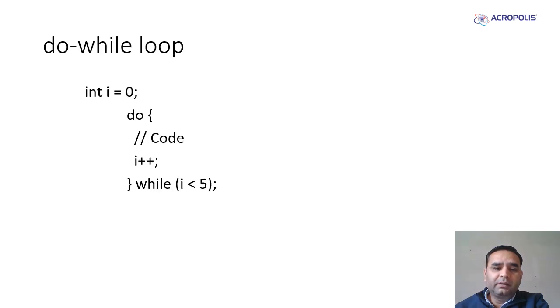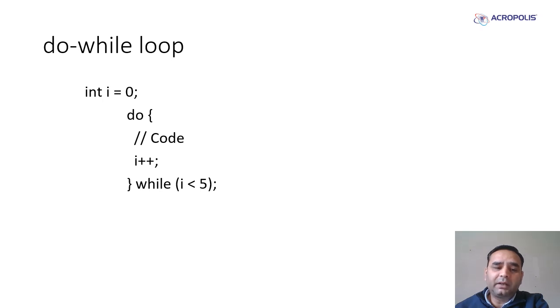Okay. Then we have a do while loop, that is called an exit control loop. A do while loop is used whenever we have to execute some block of code at least one time. That's why it is called an exit control loop.